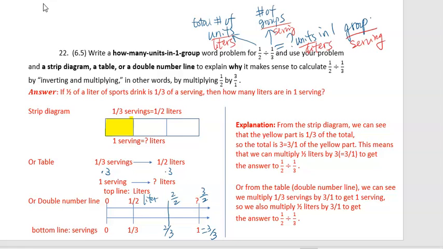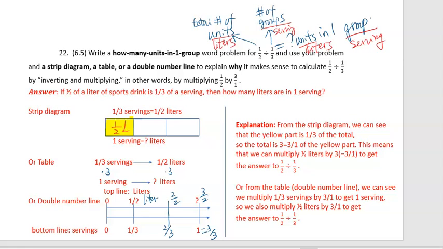Because again, we have two different things involved. One is the serving, the other is liters. We cannot really draw both using one diagram. So again, the box represents the serving. So where do we put the liters? We're going to put them inside. So 1/3 has 1/2 liters here.